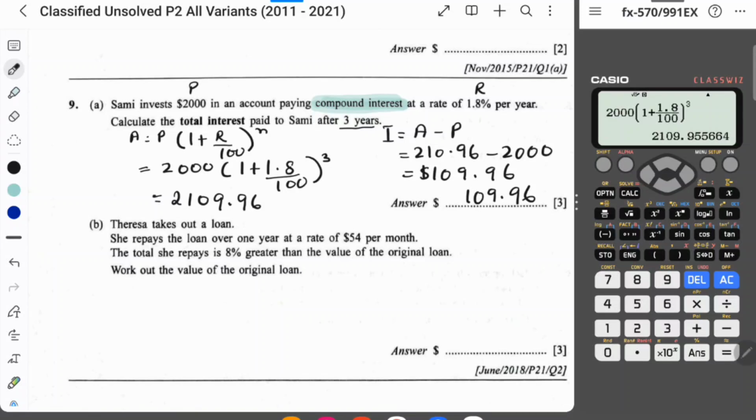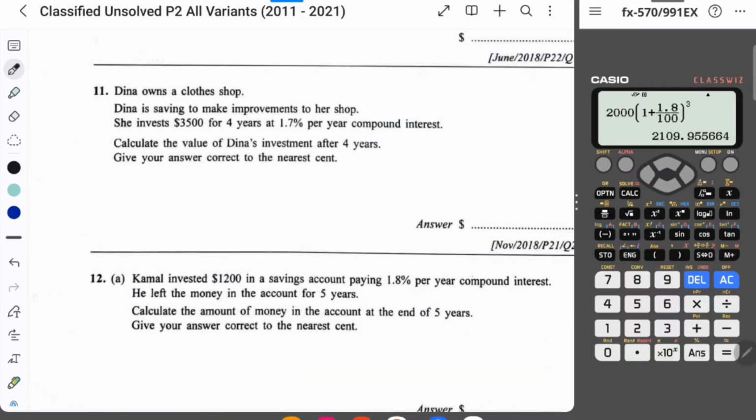Okay, so this was your question for compound interest. For example, look at this 11th question. Dina owns a clothes shop. Dina is saving to make improvements to her shop. She invests. The principal is 3,500 for 4 years at a rate of 1.7%. And because in compound interest we use n for number of years, you'll have to use the formula for the compound interest. Okay, so this is the indication over there. And the rate is 1.7.